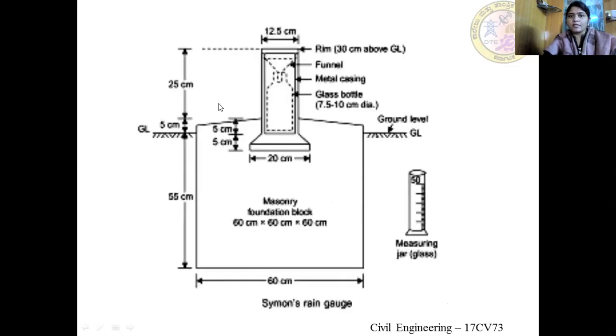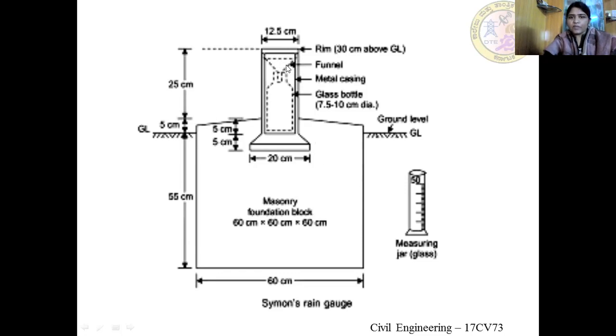So this is called a Simmons rain gauge. It will be placed on a concrete or masonry foundation block, which is 60 by 60 by 60 centimeter. Now this is the ground level, you can all see. Below the ground level it is 5 centimeter, and above the ground level, 5 centimeter where it will be housed. Totally above, it is 25 centimeter, so totally 30 centimeter. The rim will be above the ground level. The diameter is 127 mm or 12.7 centimeter.